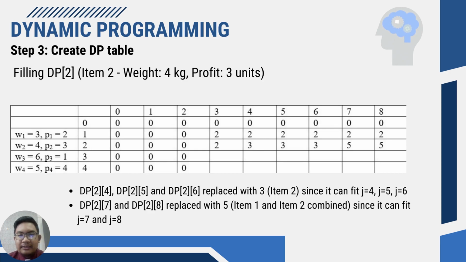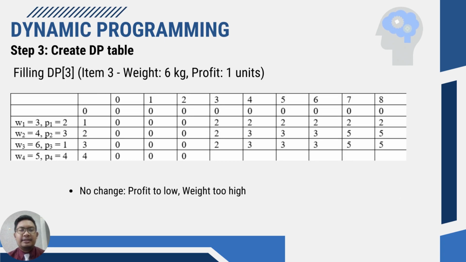So we will maximize the profit by putting in the second item with the profit 3, and that's why we get 3 for all the columns from 4 to 6. And why is it that the knapsack limits 7 and 8 are 5? It is because item 1 and item 2 are combined, since they can fit the limit from 7 to 8. As we can see, the total weight will be 7. So the knapsack limits 7 and 8 can maximize the profit up to 5.